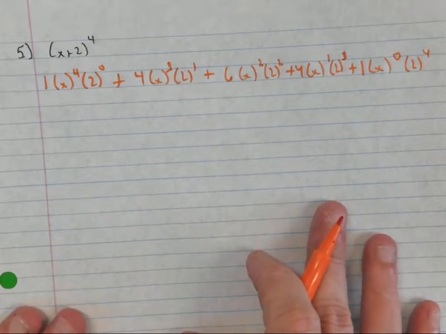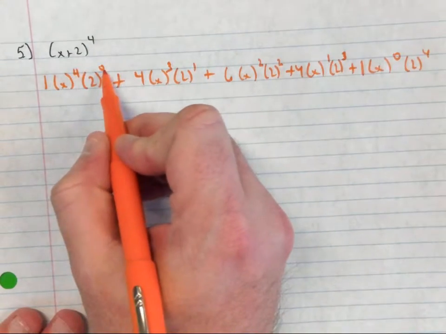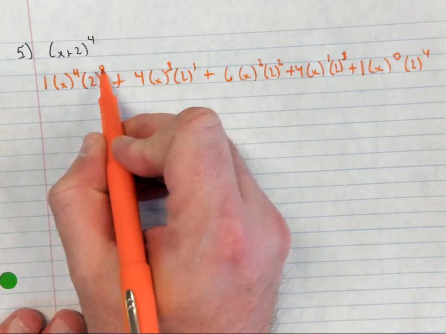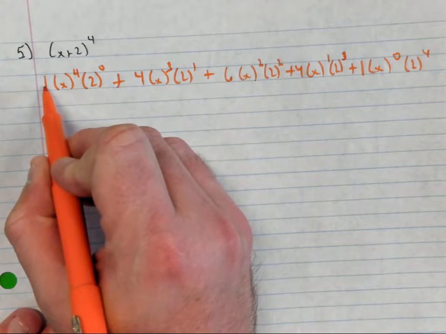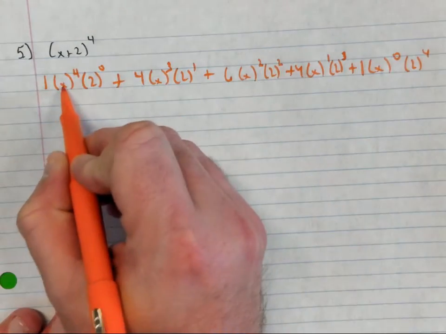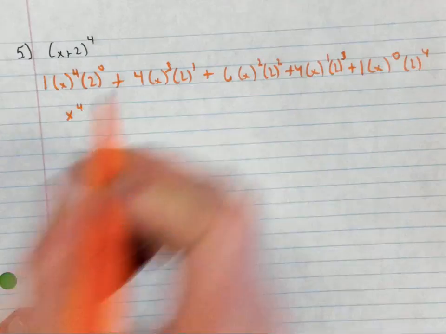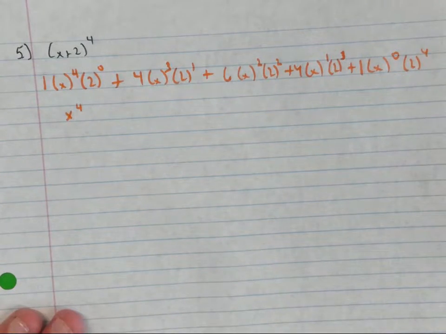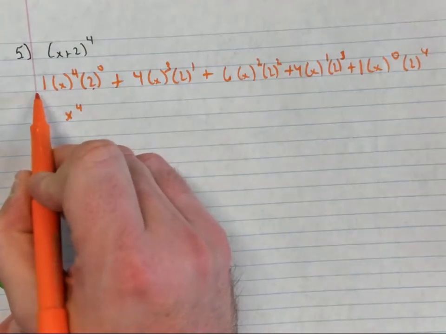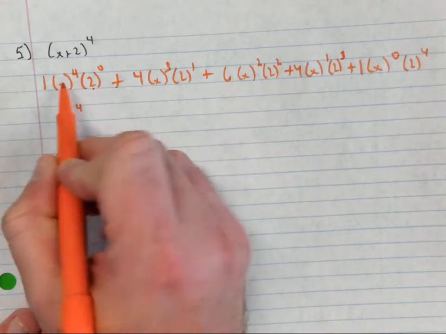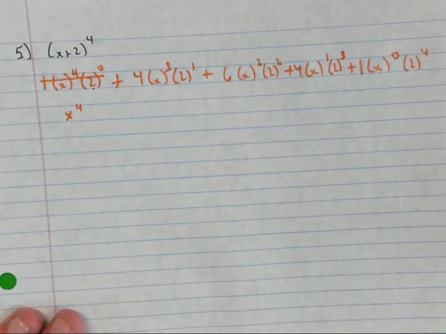All right, so let's look at this. Anything raised to 0 is what? 1. 1 times 1 is 1. So my coefficient there is 1. X to the what? 4. So I have x to the 4th. That is 1. That is 1. 1 times that is x to the 4th. I mark it out so I know I've already completed it.